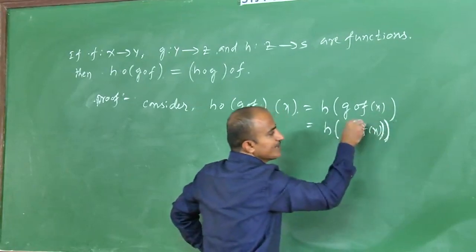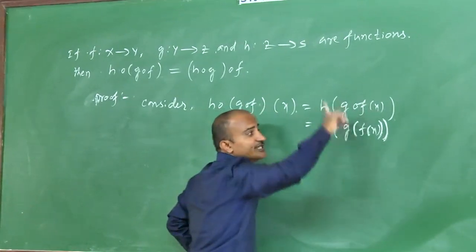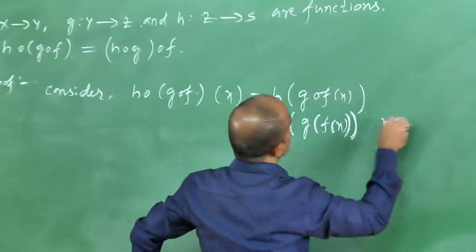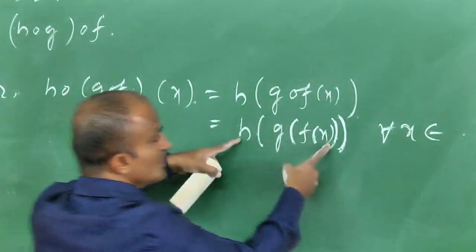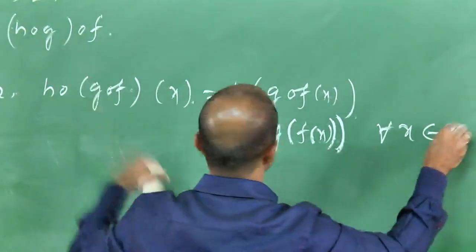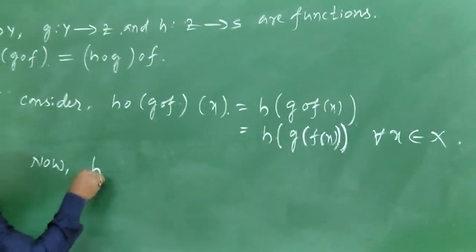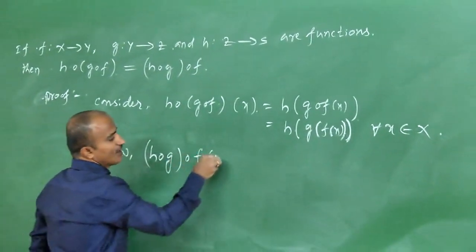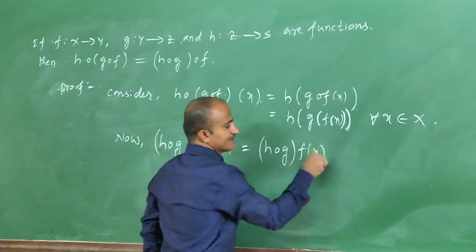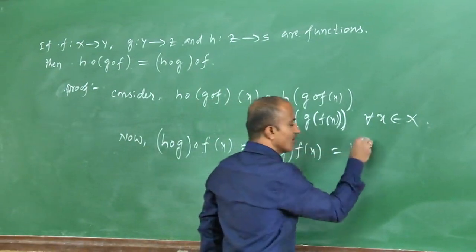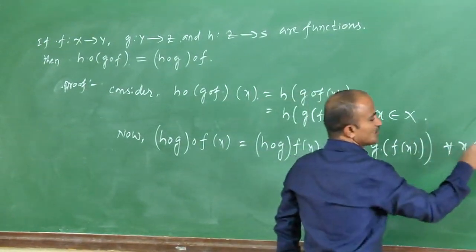It is very clear, it is very important writing the brackets. See, (h∘g)∘f of x is h∘(g∘f) of x for all x belongs to X. Now h∘(g∘f) of x, that is h of g of f of x, and that will be (h∘g)∘f of x for all x belongs to X.